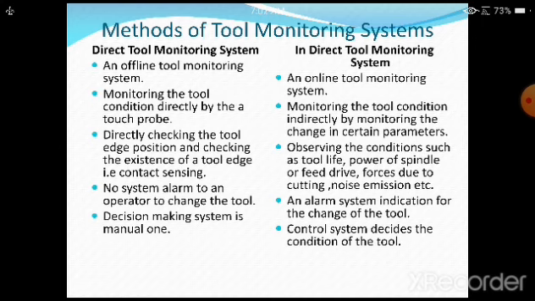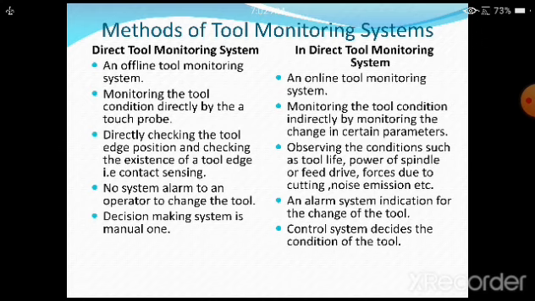We need to understand the two important methods used. One is called a direct tool monitoring system, and the second is called an indirect tool monitoring system. We need to understand these concepts in detail. First, the direct tool monitoring system, here an offline tool monitoring system. The same process is followed as you would do manually. The CNC machines are made to run, and once they have run for a certain number of hours, the operator himself has to take out the cutting tool and inspect it for tool wear. Such a system we call an offline system.